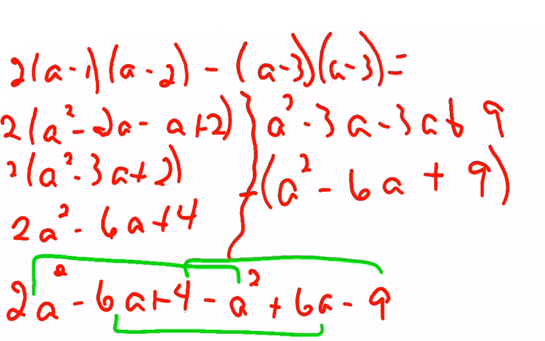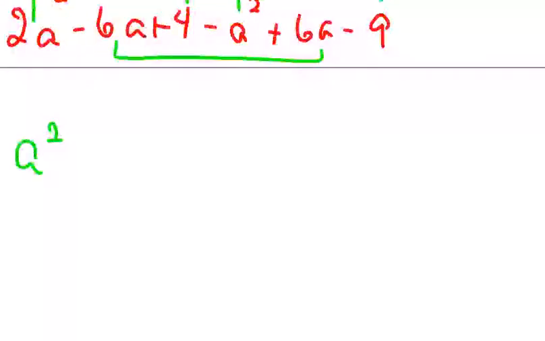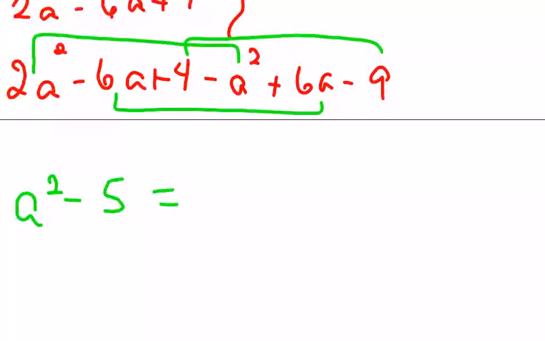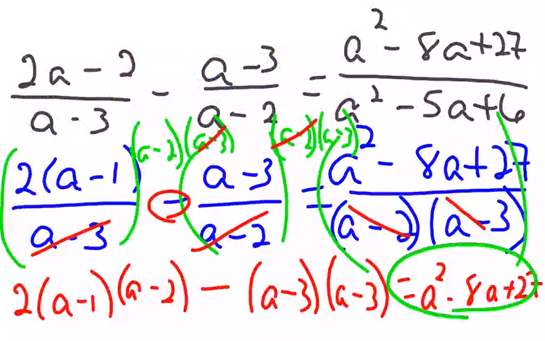So 2a squared minus a squared is just 1a squared. And then we have negative 6a plus 6a is 0. And then we have 4 minus 9 gives us negative 5. And then we set that equal to our right side of our equation, which is this guy here, a squared minus 8a plus 27.